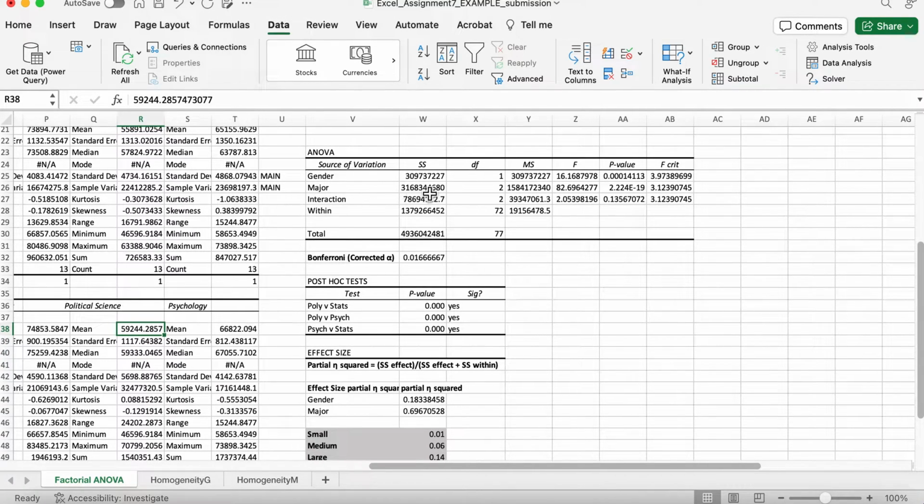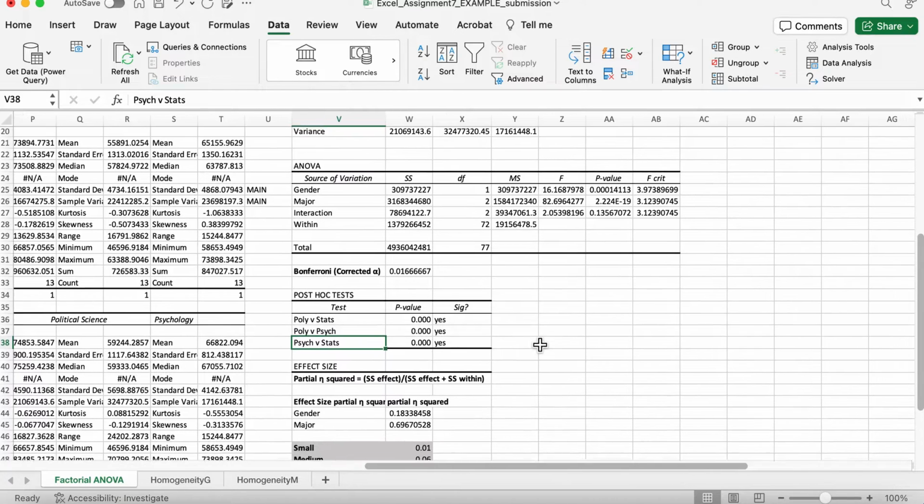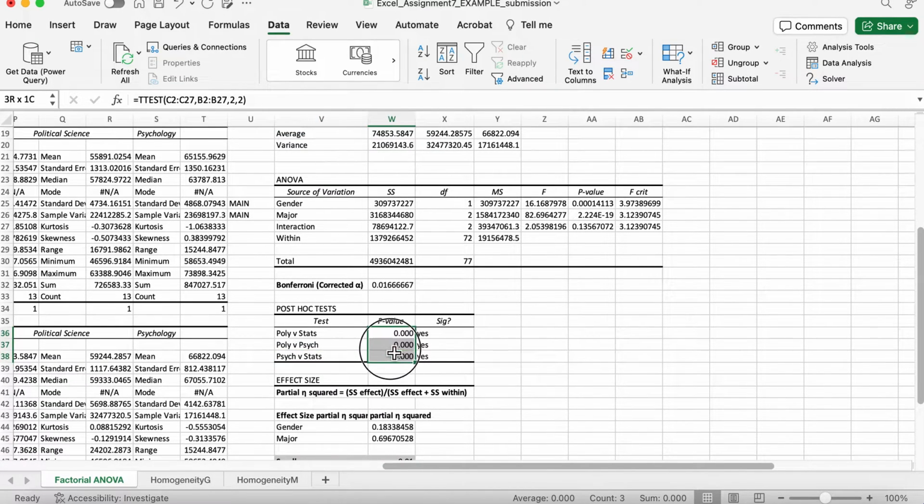If we have 3 groups and a statistical significance, we do have to do a post-hoc test. Now, in this case, we're doing political science versus stats, political science versus psych, and psych versus stats. That encompasses all three of those groups and the comparisons. This is all the possible comparisons we can get here. Okay, I'll delete one of these to show you how I did it.